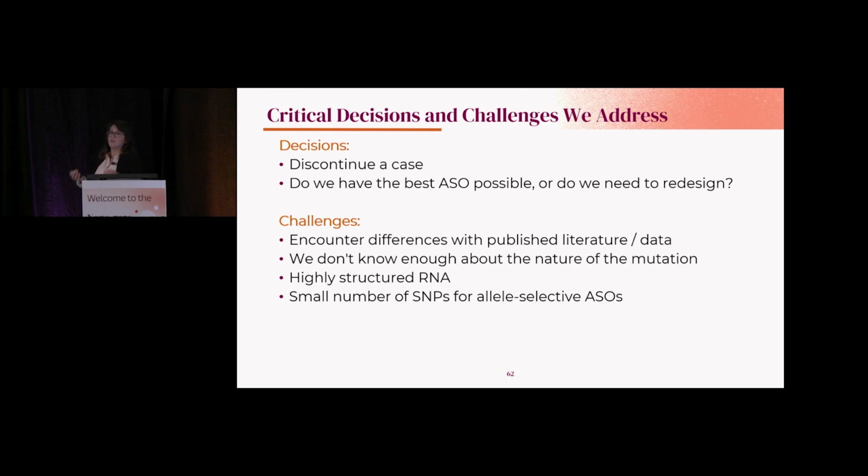The last part is for allele selective ASOs. Remember I was telling you that we read the gene and we need to find spots that have differences between the normal and the abnormal. Well, what if you don't have that many SNPs? What if you have a small number of these differences? Then what do we do? I will take you through a basic program that we are trying to eliminate these problems.